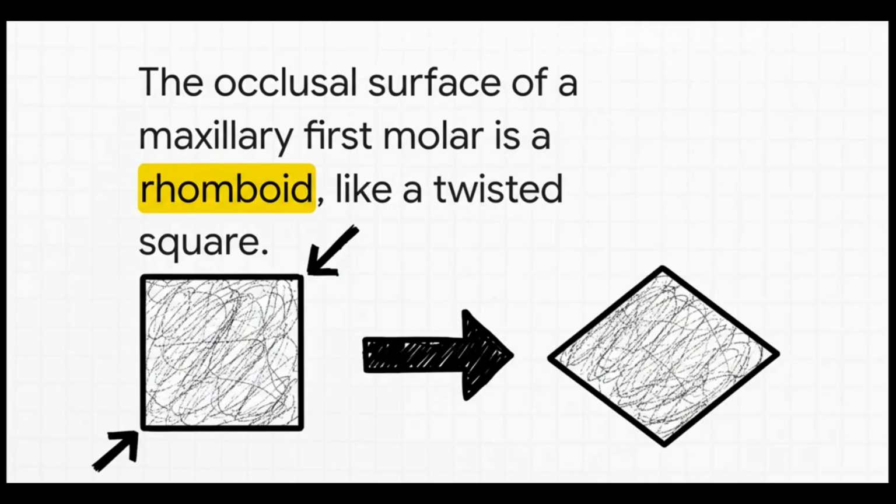Now here is the absolute key to this whole puzzle. You have to visualize the shape of the chewing surface from the top down. And here's the secret, it's not a perfect square. The top of a maxillary first molar is actually a rhomboid. Just picture a square, and then imagine squishing it on two of the opposite corners. That's the shape we're talking about. And that's exactly why we get two sharp acute angles and two wider obtuse angles.